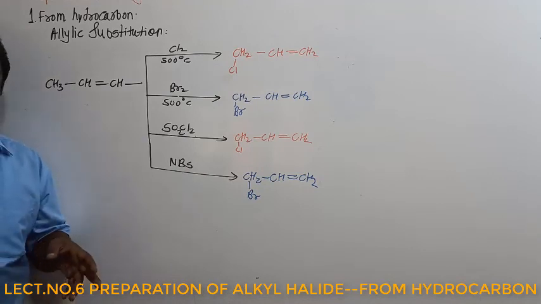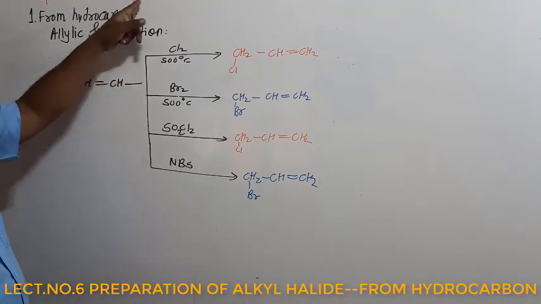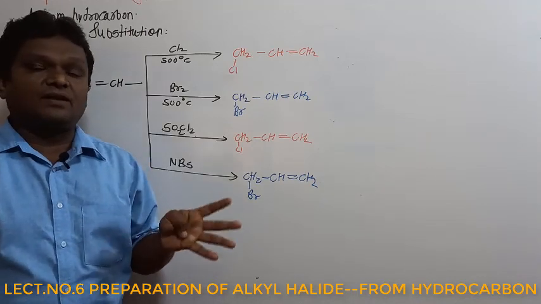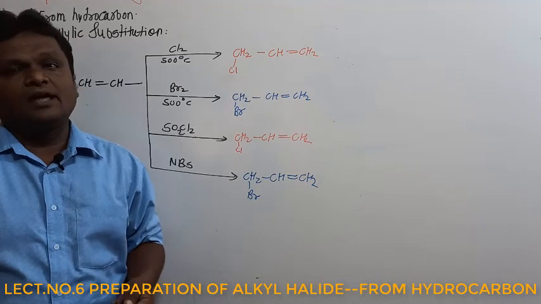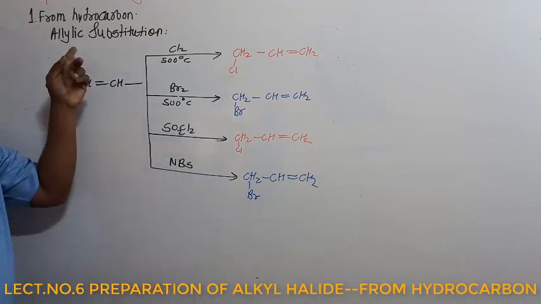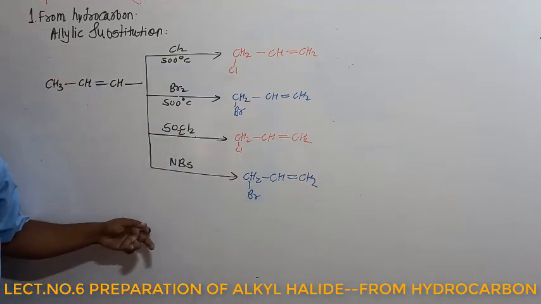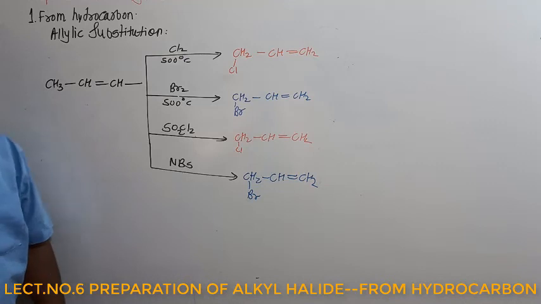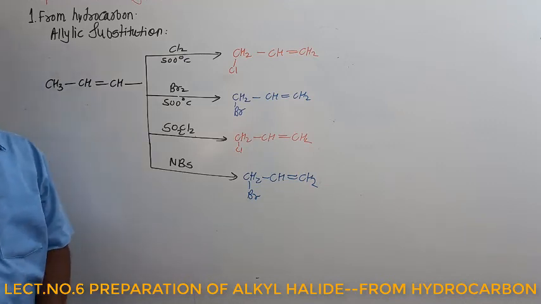So today we have seen the preparation of alkyl halide. In that, the first one was from hydrocarbon: from alkane, from alkene, and from alkynes. And the last one is allylic substitution. So copy down this carefully. Now the next reaction is from alcohol. Let's start with that.